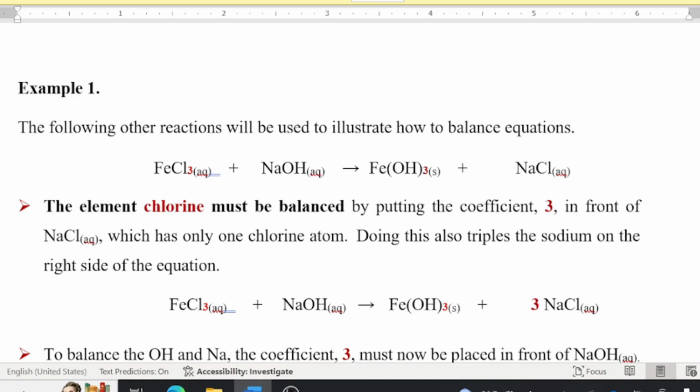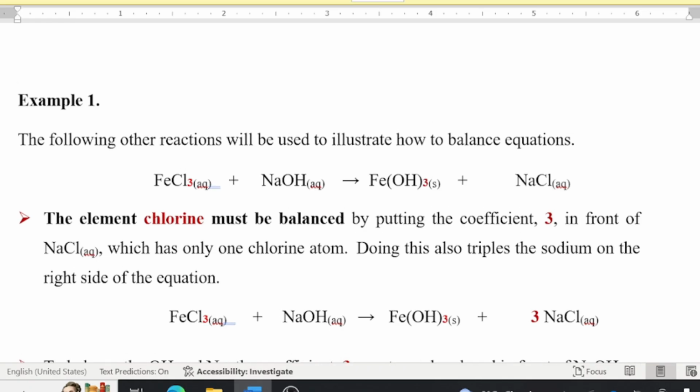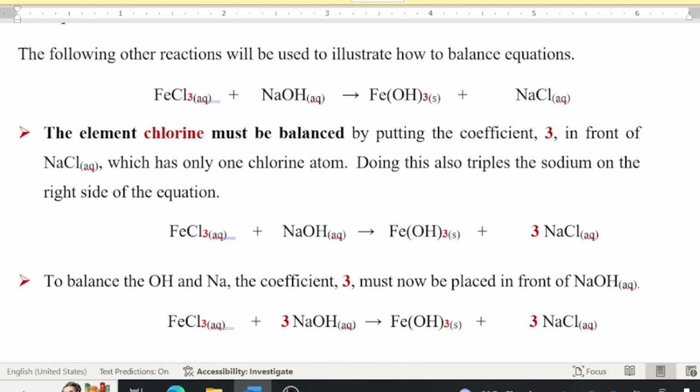All right. So when you put this 3 here, watch now. Not only does it increase the chlorine to 3, but also the sodium. So now we have to put the 3 in front of the sodium. So you go back now, and you put the 3 in front of the sodium. So this 3 here multiplies the sodium, making it 3. But look, it's also tripling the hydroxide ion here, right? In this case, we have Fe(OH)3 here. This 3 here means you're having 3 hydroxide ions here.